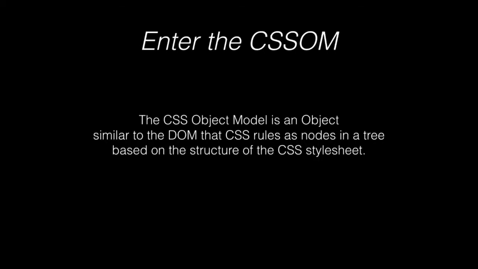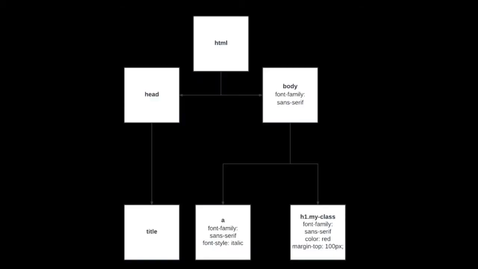So I already talked about the CSS object model a little bit here. But just to flesh out that explanation, the CSS object model is an object, similar to the DOM, that structures CSS rules as nodes in a tree based on the structure of the CSS style sheet. Again, that's a difficult way to say this.